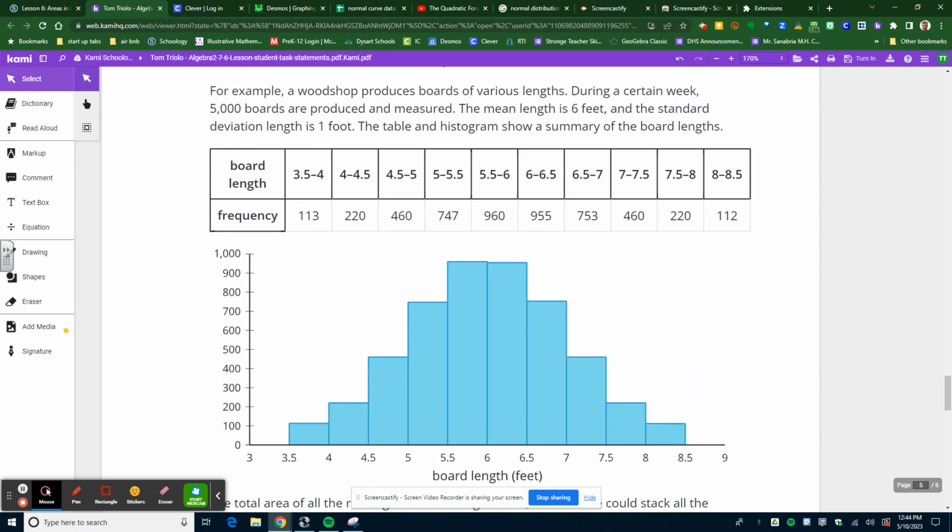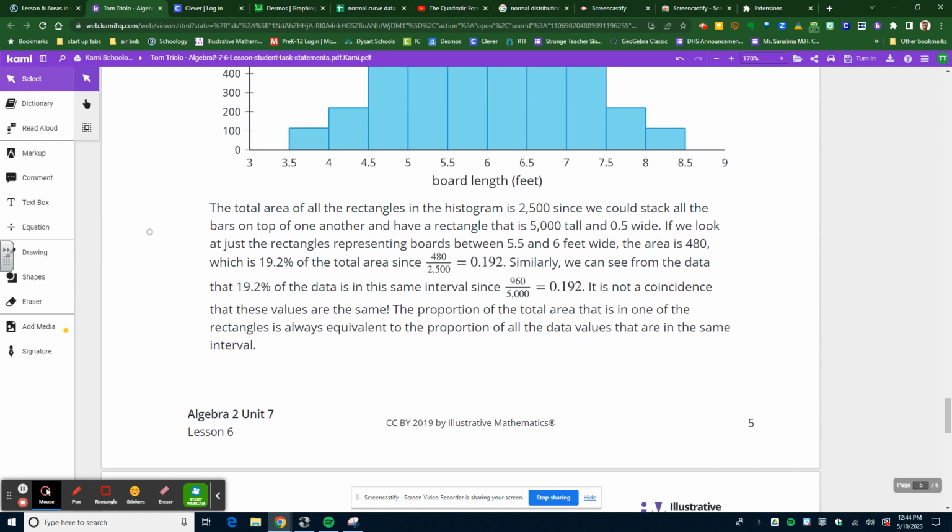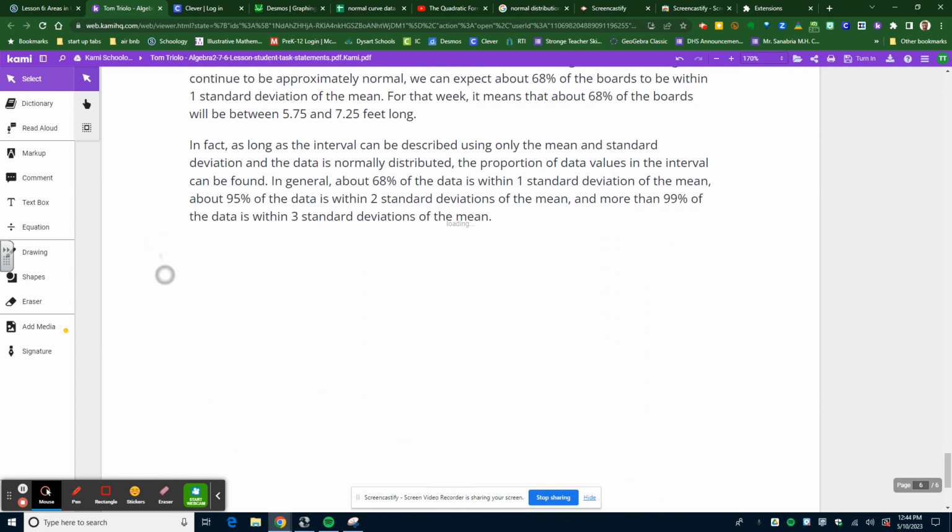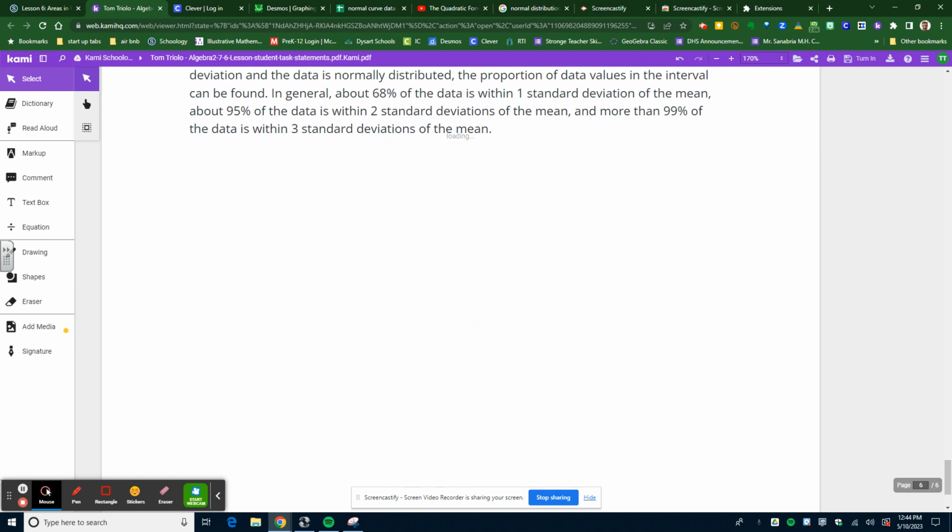So, in summary, we're looking at areas. And the good news is, once it's a normal distribution, these areas will never change. What I want you to do is take the normal distribution curve that's always going to be there, and I want you to put this somewhere in the notes, right there in the bottom. Here's what you're going to do.